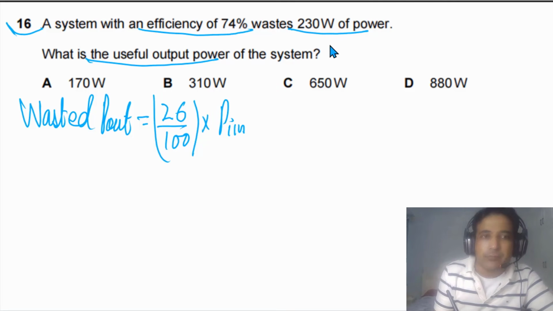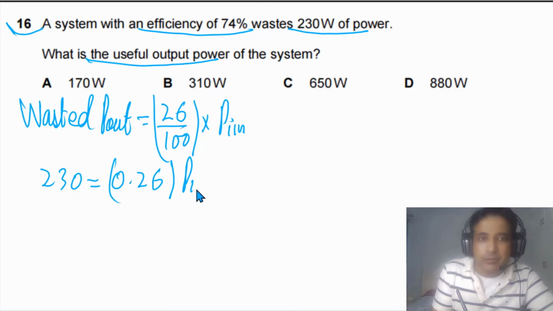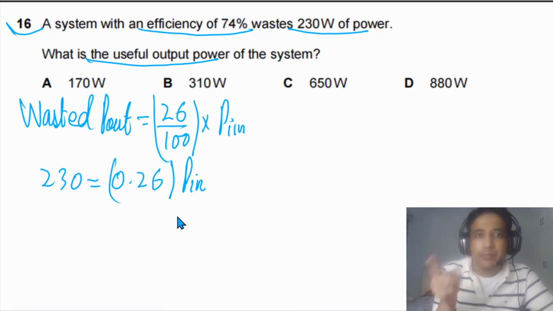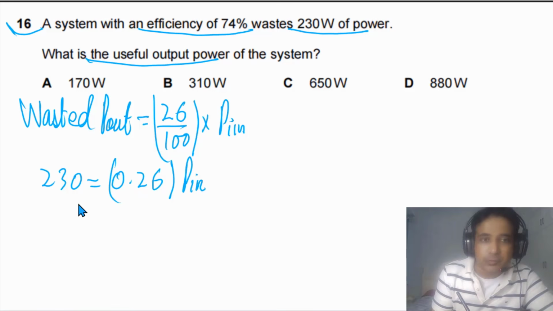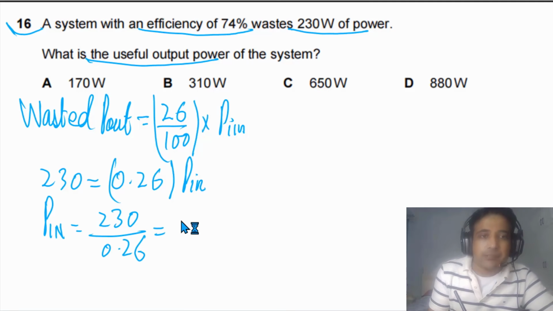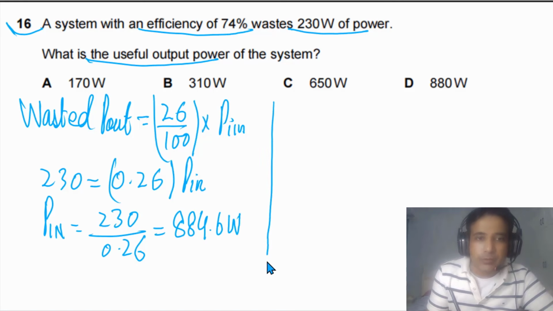In this case, we have wasted P out equal to 230 watts. So we can multiply 0.26 with P in. When we have the value of P in, then we can calculate the useful output power. So P input will be equal to 230 divided by 0.26, and this will be equal to 884.6 watts.